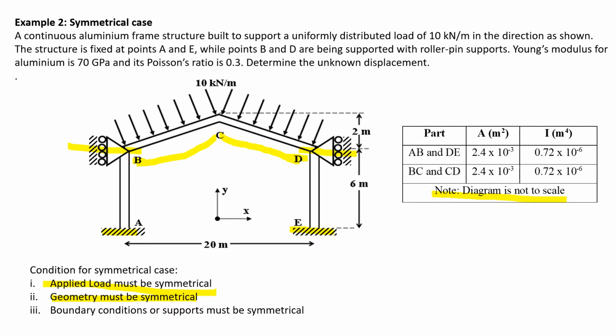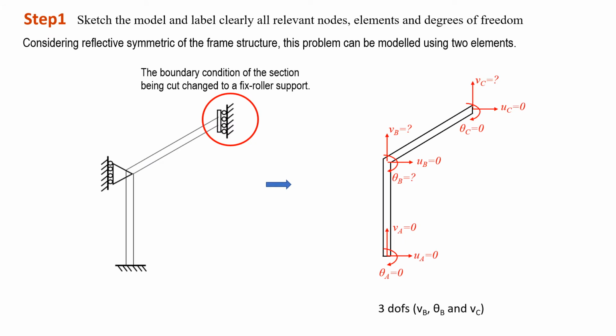The load is symmetrical, the length is symmetrical, so we can consider in this case that this structure, or this problem, is a symmetrical case problem. So in order to solve this problem, we can cut the structure into two to simplify, so that we just need to solve this problem by using two elements. So in this case, of course, we have to cut at point C. So at point C, we cut.